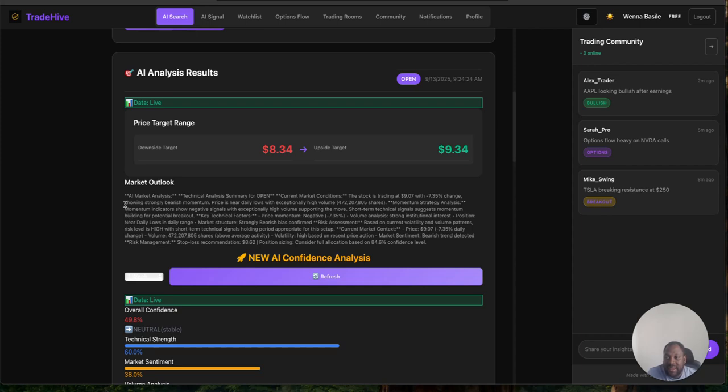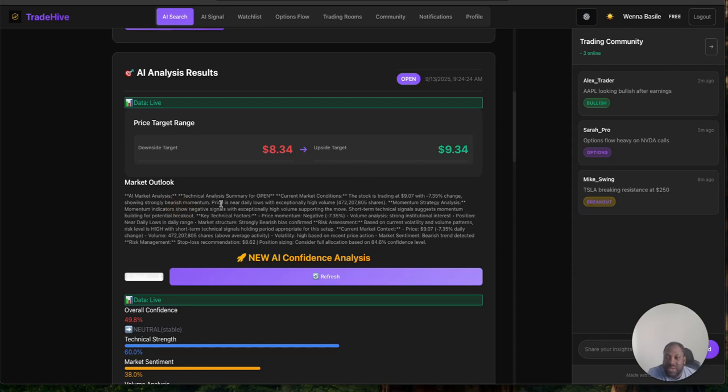And here it comes, right? It gives you a market analysis, technical analysis, a summary of the stock and current condition, and it tells you that this stock is trading at 907 with a change of 7% yesterday. But it's showing a strong bearish momentum. As you can see, it's really bearish. If it's going from 934 to 834, then it's really bearish, right?